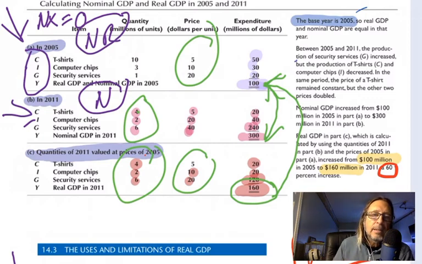So again, in GDP, we're looking for real GDP. We want to compare the quantity from a given year at the base year prices back to the base year. That will give us numbers that are the same, so we can now compare them. Okay, that's for real GDP versus nominal GDP.